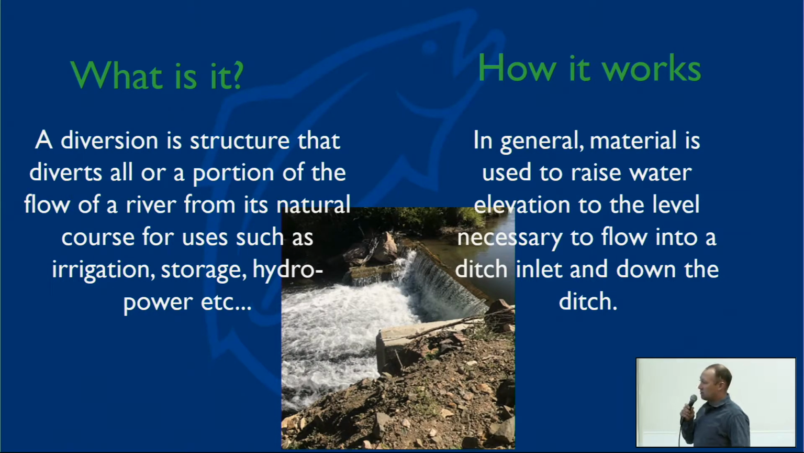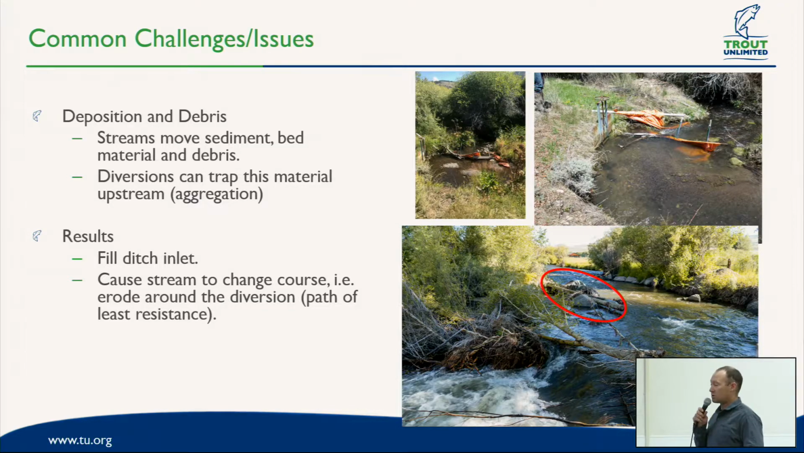So diversions, a real general description: it's used to divert all or a portion of the stream into an irrigation ditch or another conveyance mechanism to put the water to beneficial use. And in general, what happens is you're trying to raise the head, or the stream water elevation, so it can enter that ditch and gravity flow down the conveyance structure.